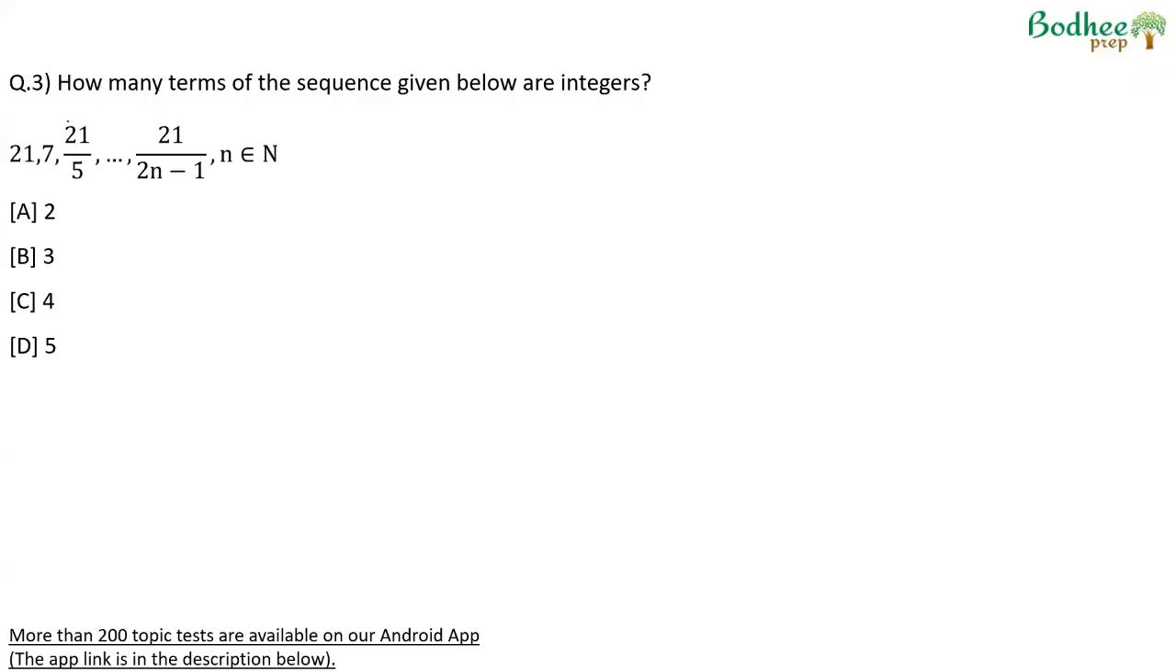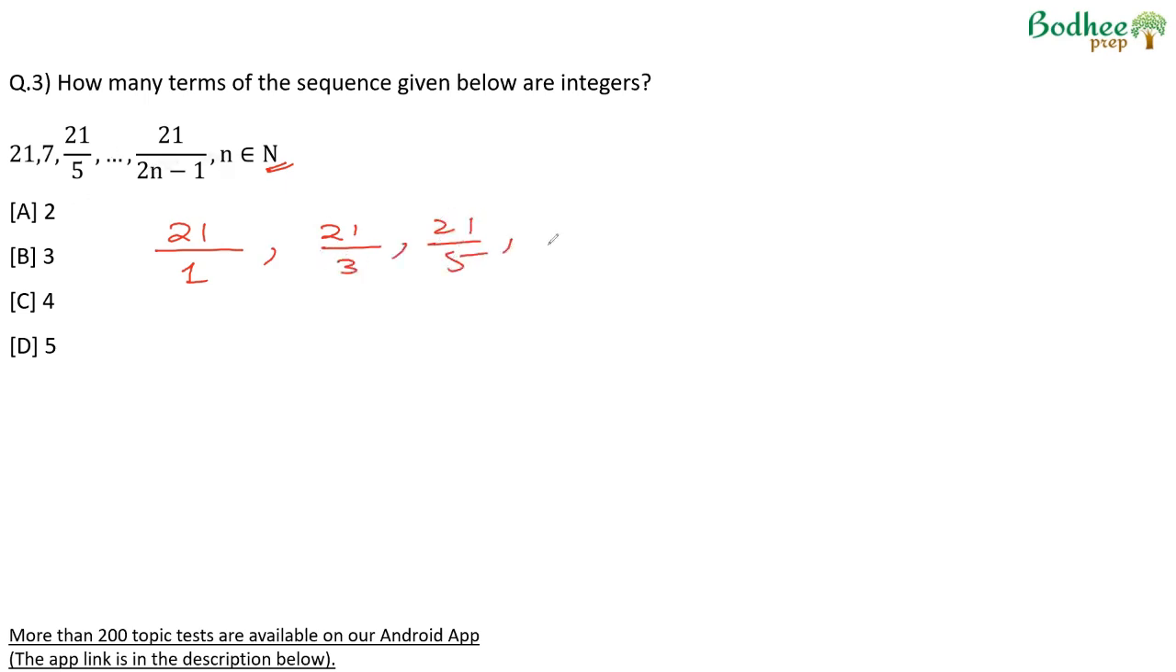How many terms of the sequence given below are integers? The sequence is 21, 7, 21 by 5, and so on, 21 upon 2n minus 1, where n is a natural number. The first term is 21 upon 2 minus 1, which is 1. The second term is 21 upon 2 twos are 4 minus 1, 21 upon 3, which is 7.